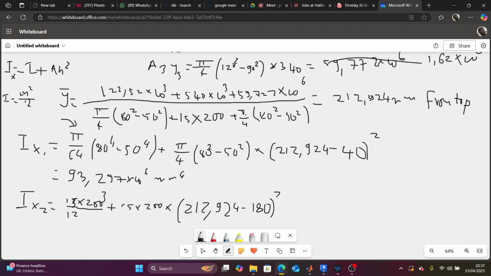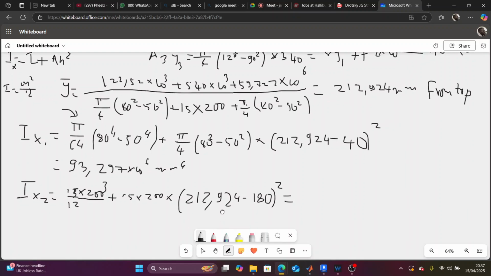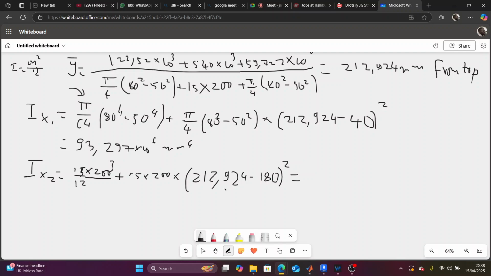Yeah, square. What is ix2? It's 13. Is 13? 0.252 times 10 to the power 6 millimeter 4. Then we go to the next one.